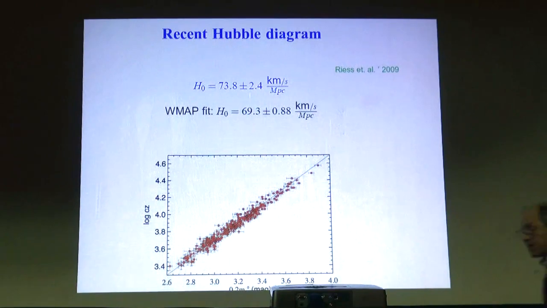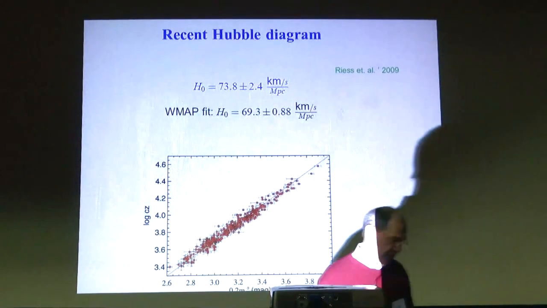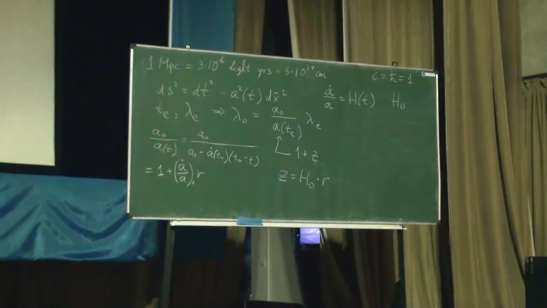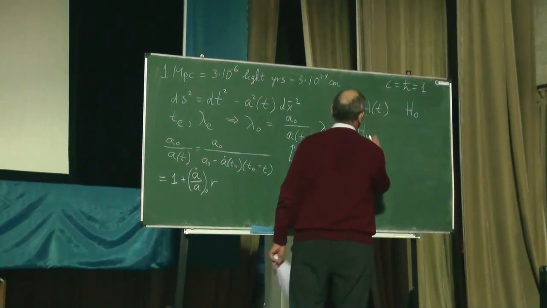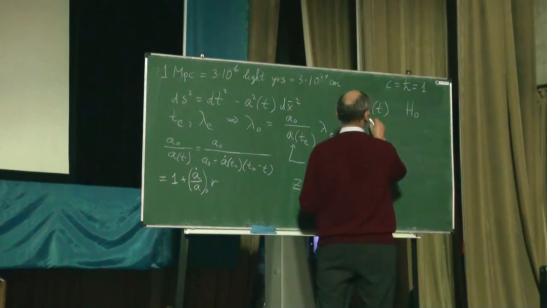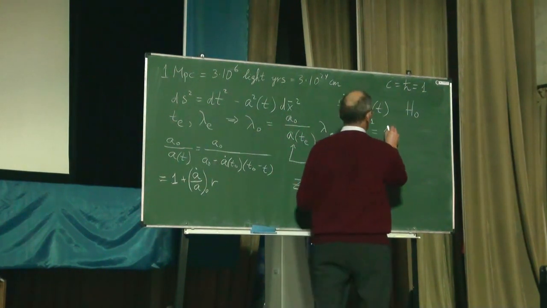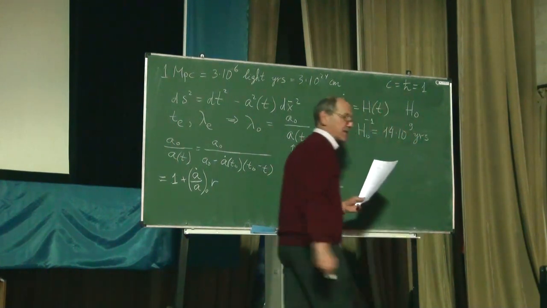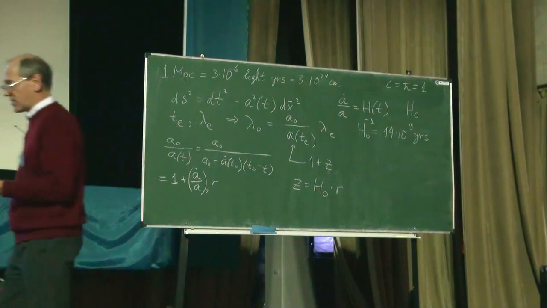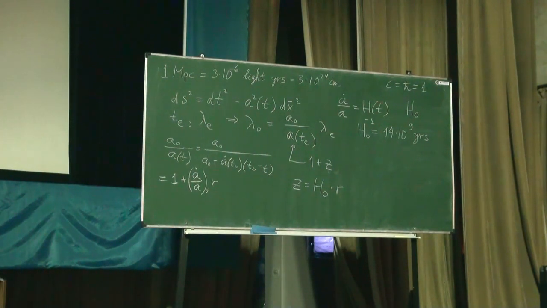Okay. But physically, this is of course inverse time or inverse distance, and in physical units, the inverse Hubble parameter, the characteristic time, is approximately 14 billion years, which is accidentally essentially the same as the age of the universe, which is 13.7 billion years. That's an accident. There is no straightforward relationship between the present value of the Hubble parameter and the lifetime of the universe. But accidentally, they are the same.